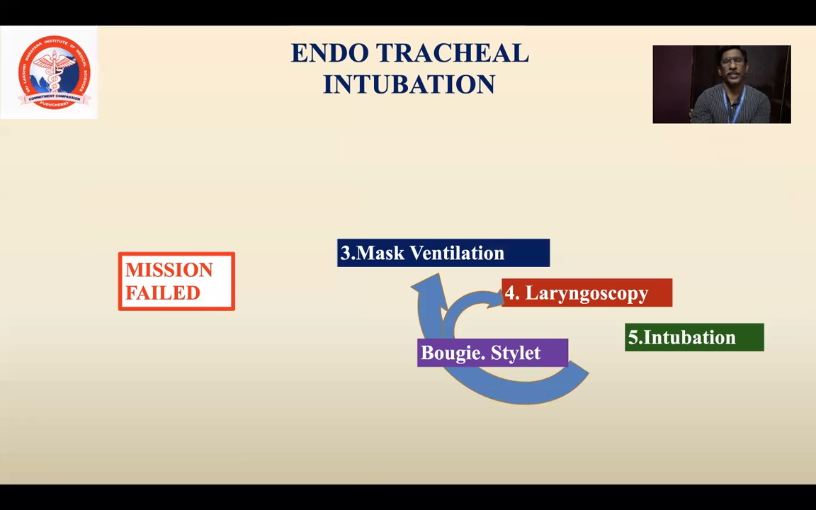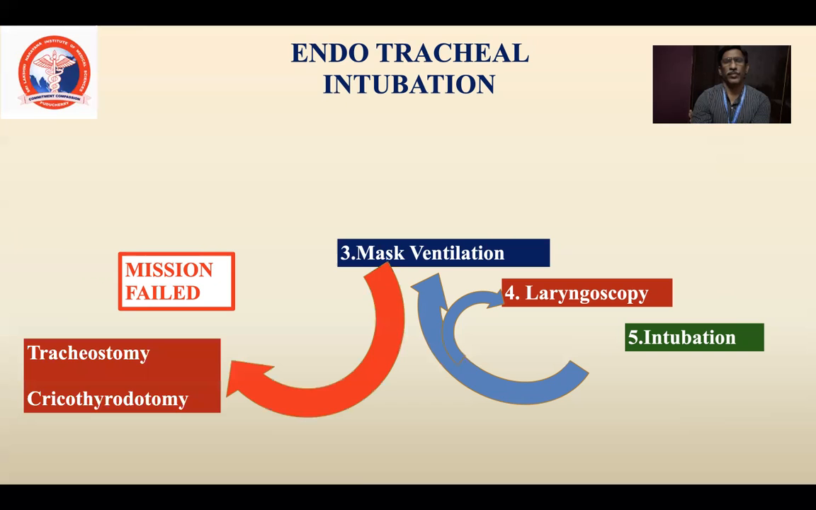If you are not able to intubate, you have to go back to step 3. Ventilate with the mask, redo the laryngoscopy and try to pass the endotracheal tube with the help of a bougie or stylet. But there is a grave situation where you are not able to intubate and you find it difficult to ventilate with the mask also. In that case, the patient will go into hypoxia and may suffer cardiac arrest and death. What we should do, we can go for tracheostomy or cricothyroidotomy.